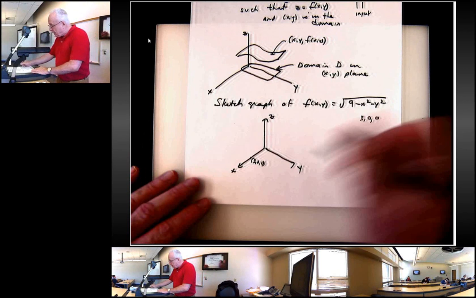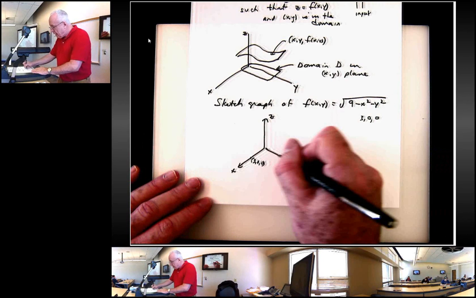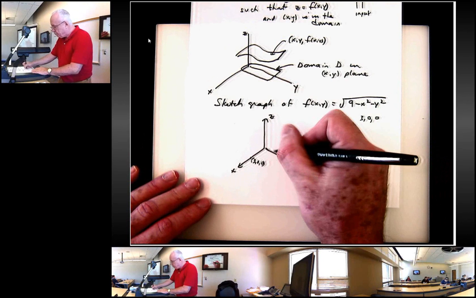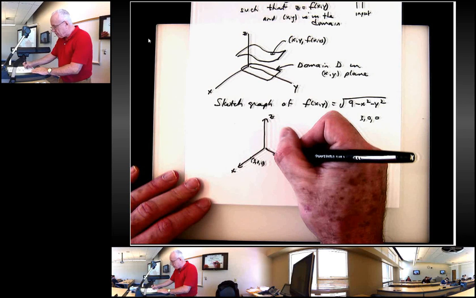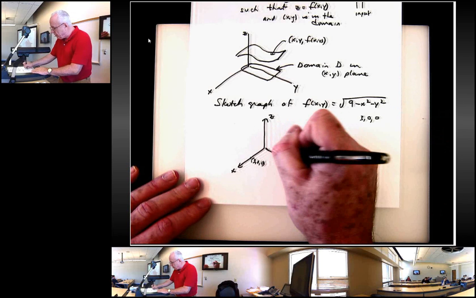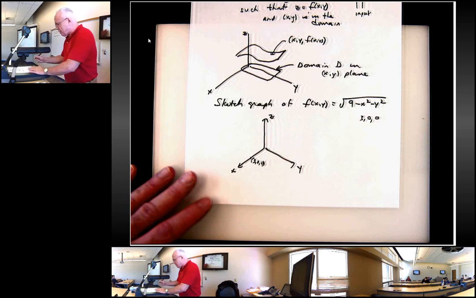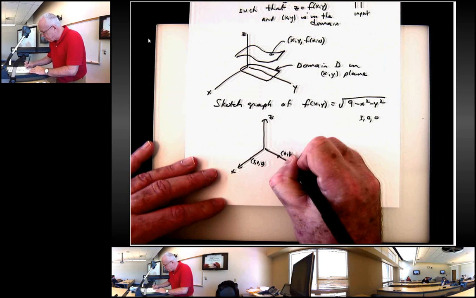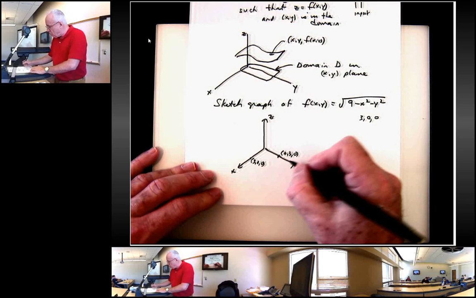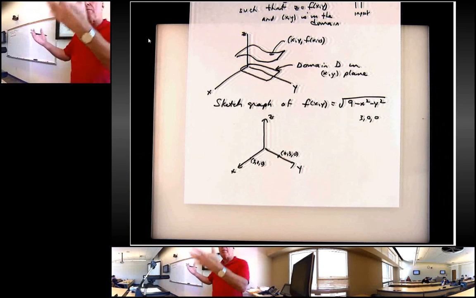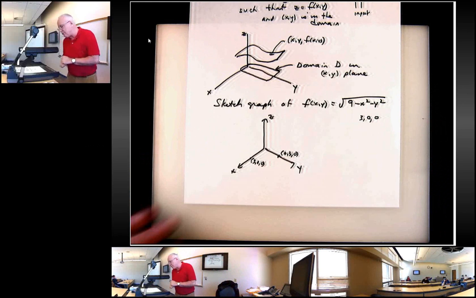But also we could have it where y is equal to 3. We could have this point here where x is equal to 0, y is equal to 3, and then again we have the square root of 9 minus 9, which is 0. So our z value is 0.